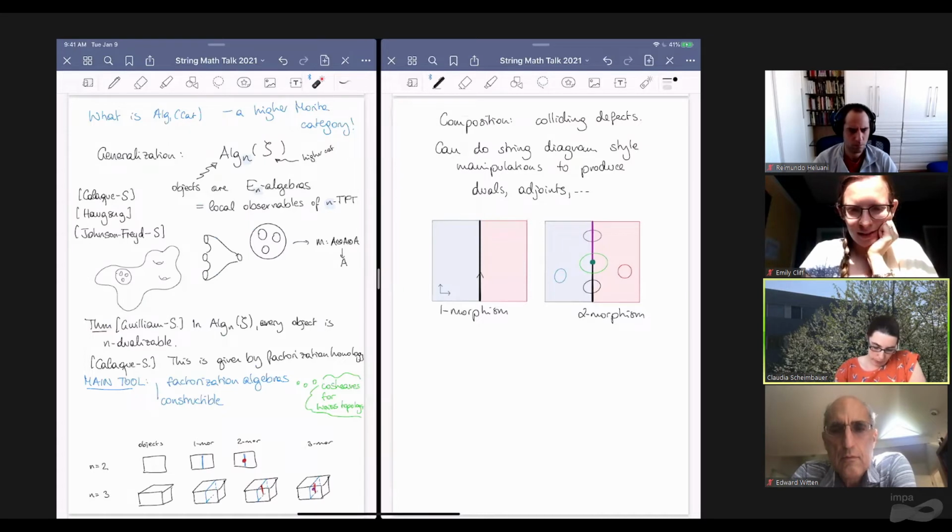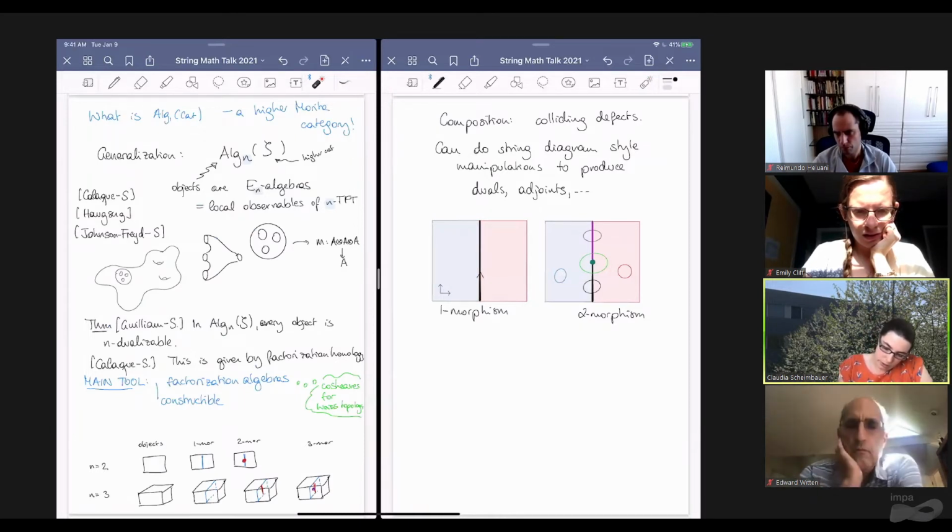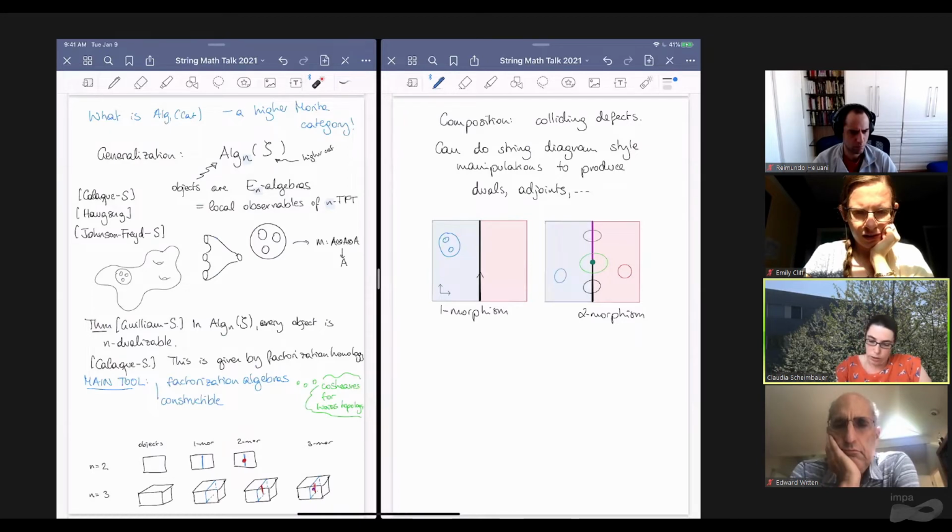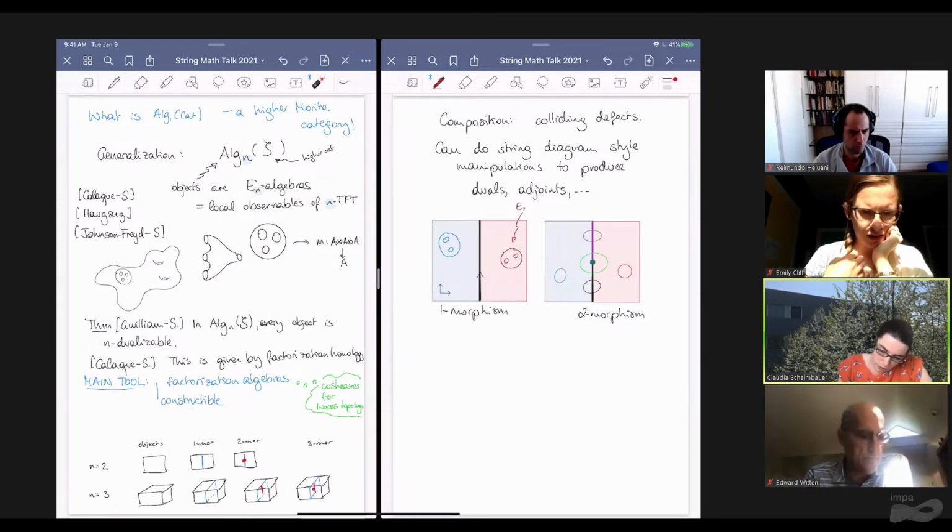So let me tell you a little bit more about how these factorization algebras work. On the left-hand side, you see a picture which depicts a one morphism. I just drew the underlying stratification, the underlying stratified space. On the left-hand side, we can include little open sets into bigger open sets, which will give us the E2 structure. And the same on the right-hand side. So this is my E2 structure.